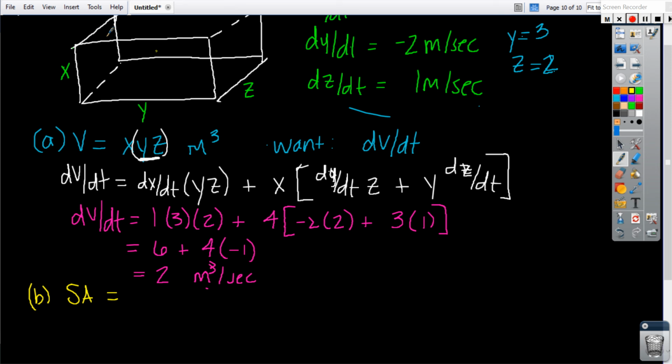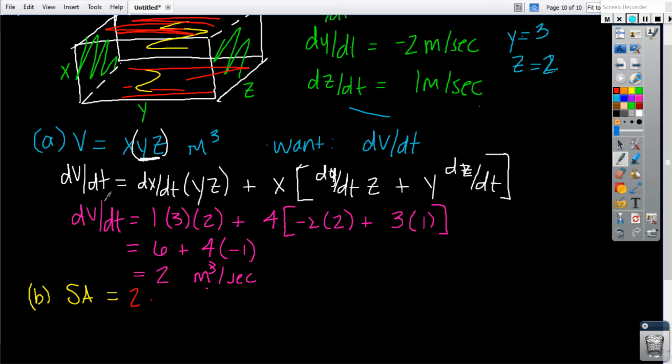I've got the front and the back, which will have the same area. I've got these 2 sides like this, which will have the same area. And then I have the top up here and the bottom down here, which will have the same area. So really I can just double everything up whenever I do it, right?